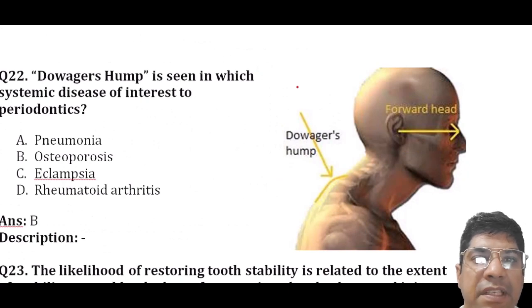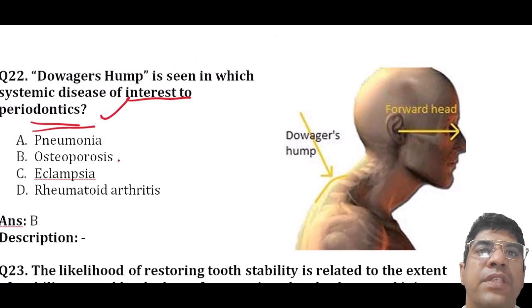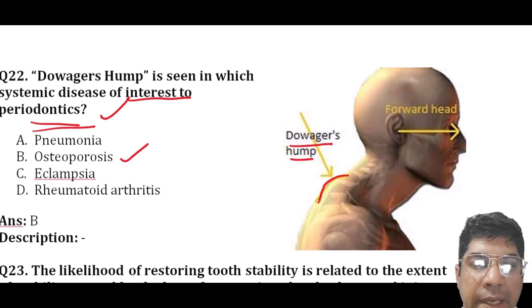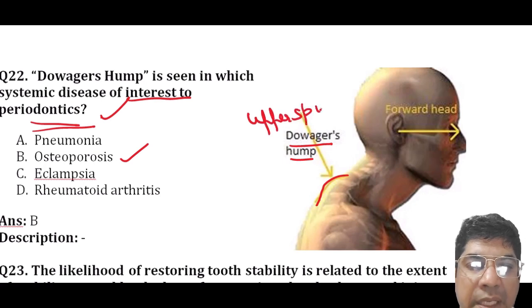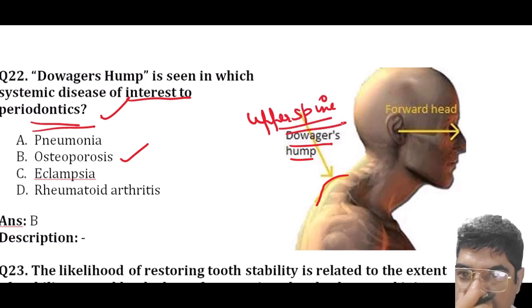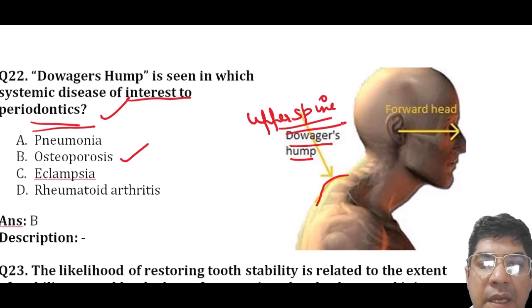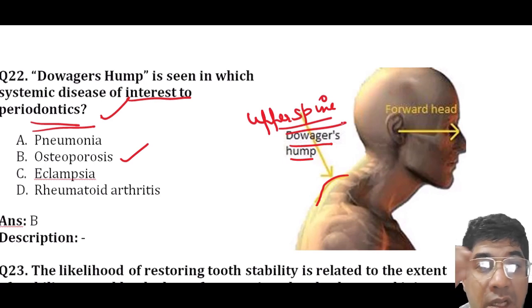Dowager's hump is seen in which systemic disease of interest to periodontics? The answer is osteoporosis. So this one is Dowager's hump. It is a term used to describe an abnormal rounded curvature of the upper spine, specifically the thoracic spine. That can significantly affect the patient's posture and overall appearance. So it is primarily related to osteoporosis.